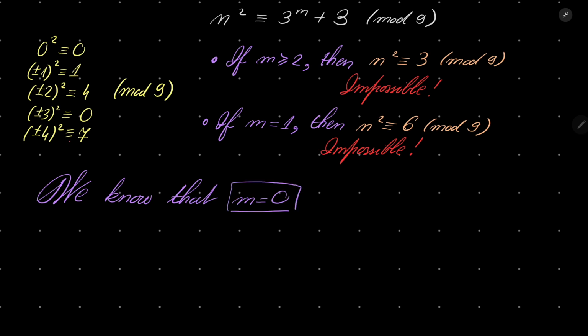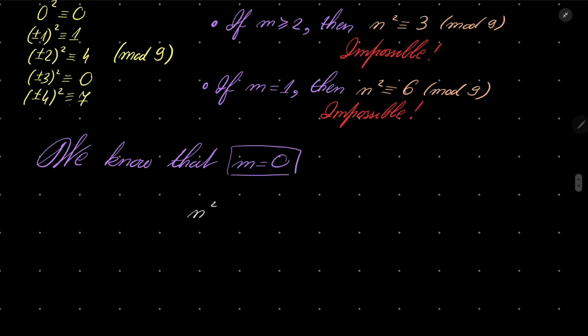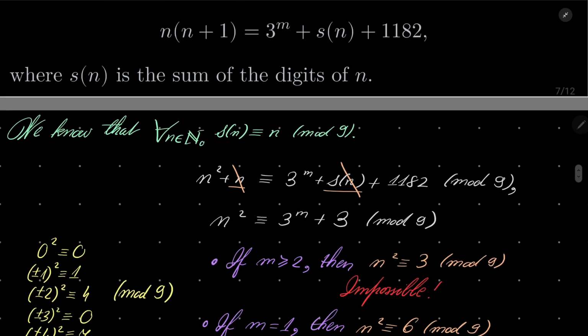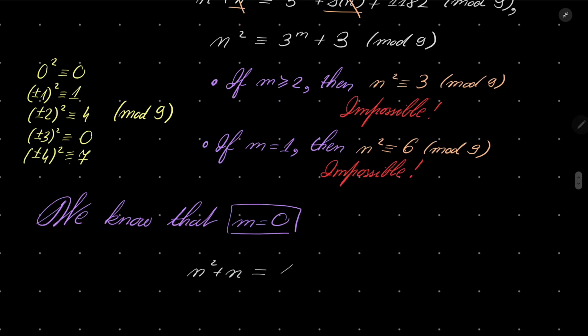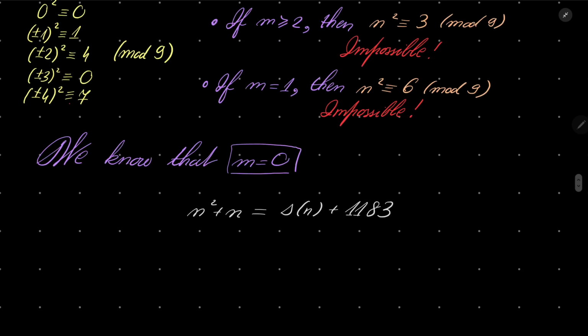And we have eliminated one variable. Our equation now becomes n squared plus n equals 1 plus S of n plus 1182. So it's S of n plus 1183, basically.